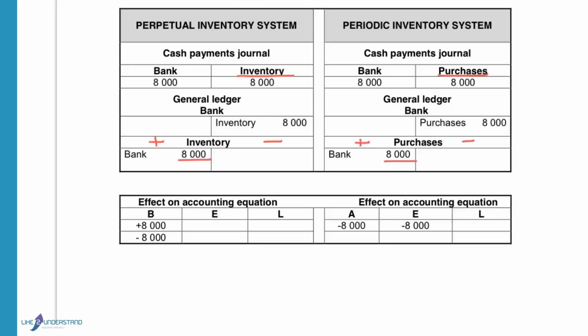In the accounting equation, your inventory will increase your assets and your bank that you take the money out will reduce your assets. In the periodic system, you will decrease assets with the money that you paid, and because purchases is an expense, expenses decreases profits, the equity will decrease with 8,000 Rand.